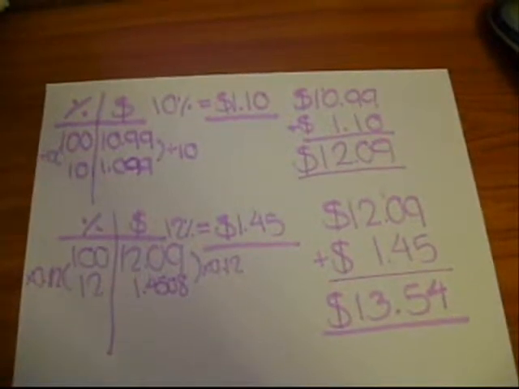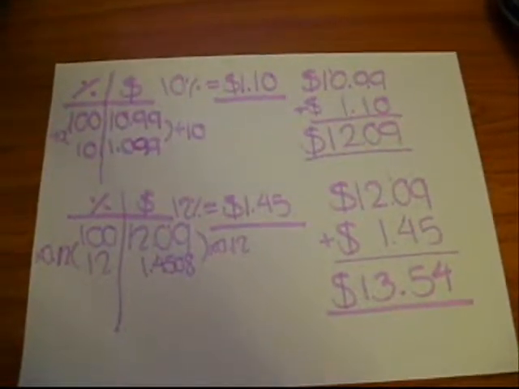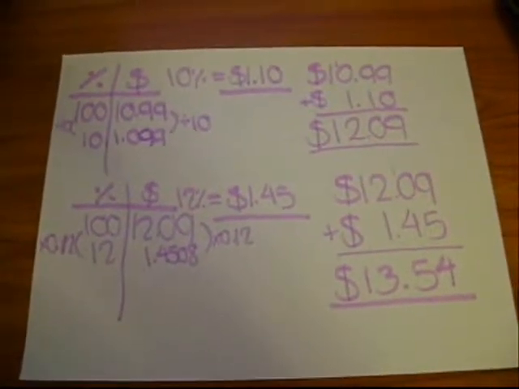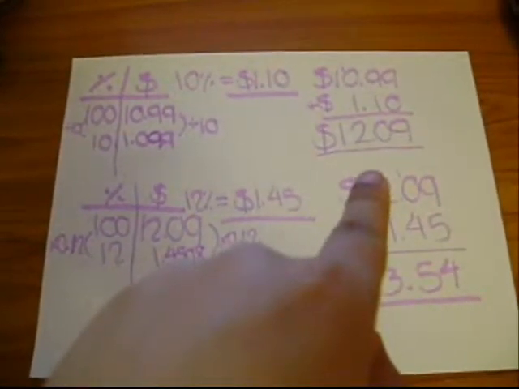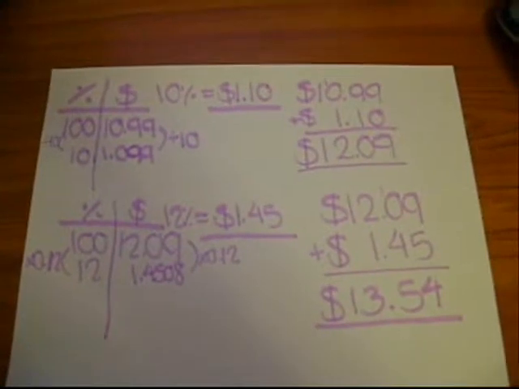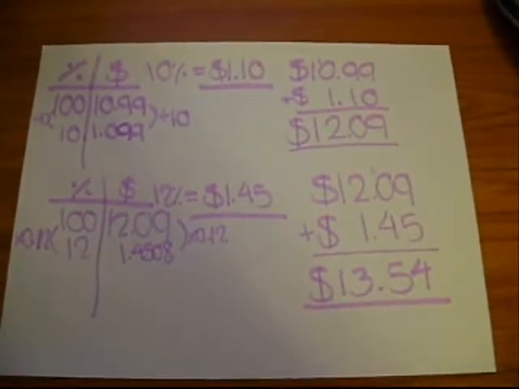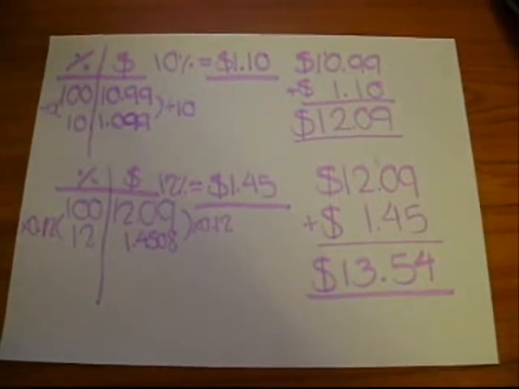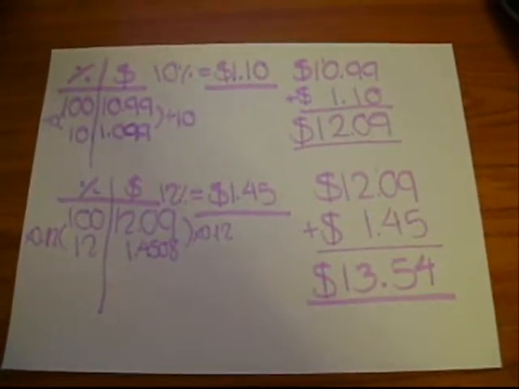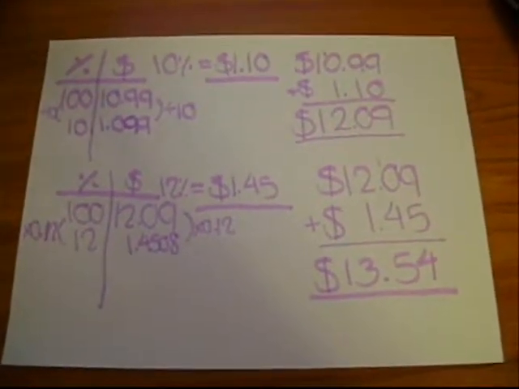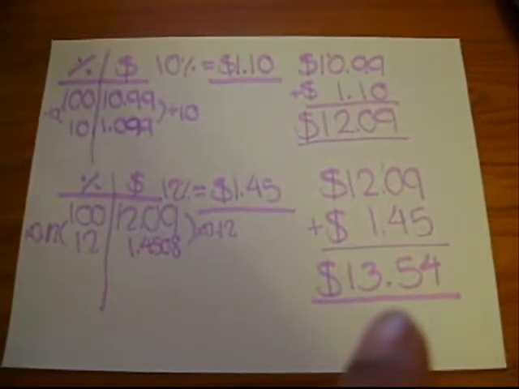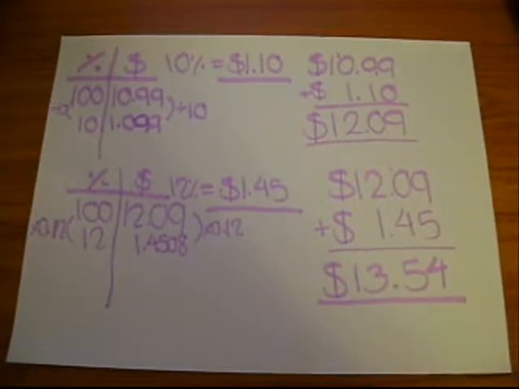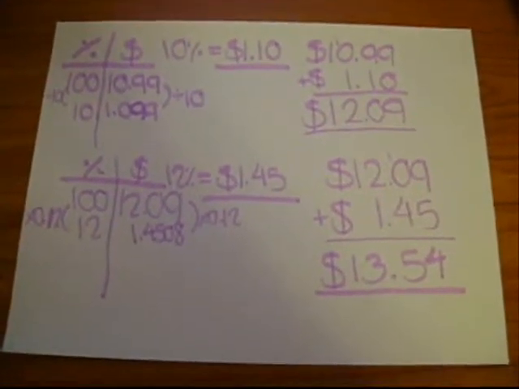So you have to then add the $1.10 to the $10.99, which you will get $12.09. Then you have to add $1.45 to $12.09, which then you will get $13.54, which is the total cost of the game.